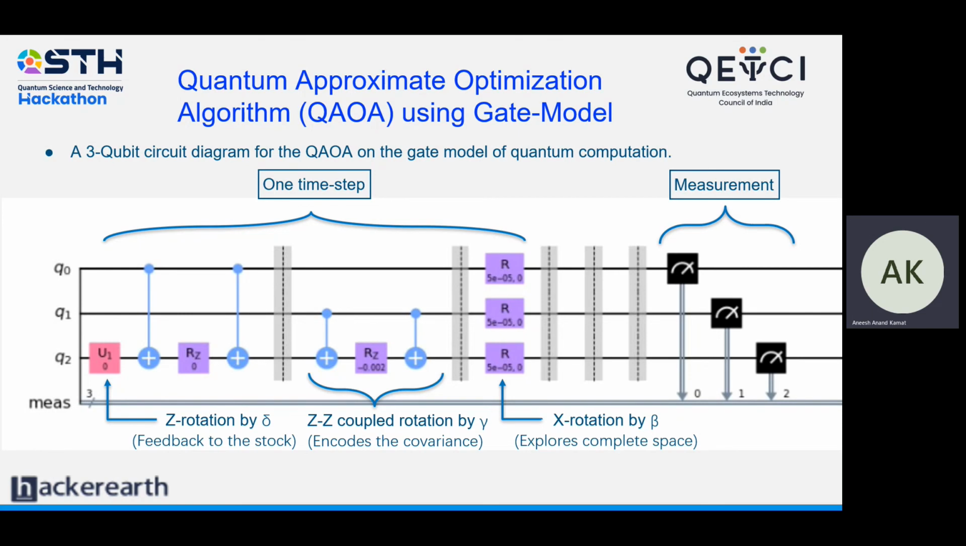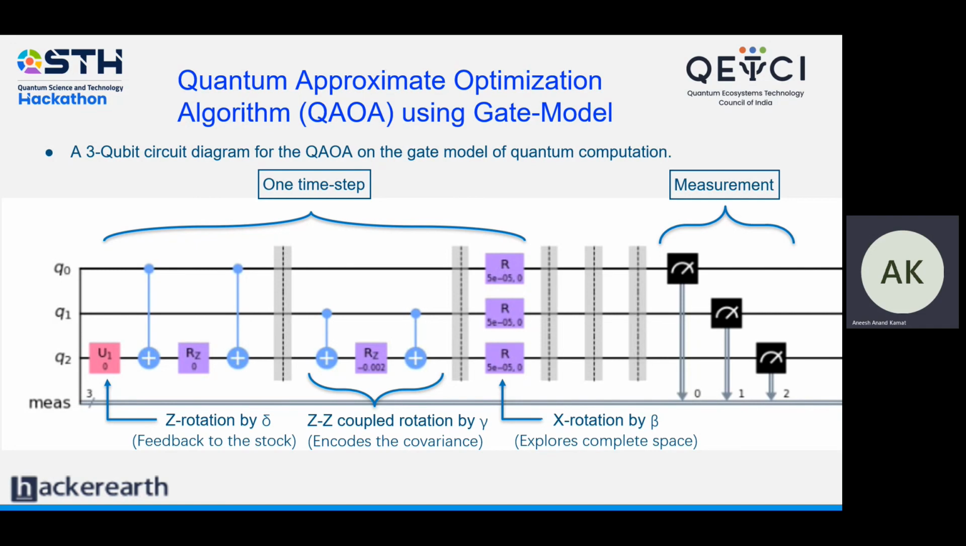The first gate is a Z rotation gate by delta. This is a single qubit gate. It corresponds to the feedback you're given to the stock. Say, currently the recommendation is a 1 and you wish to change it to a 0, i.e. currently you're recommended to purchase a stock and you do not wish to purchase that stock. You will be giving it a positive rotation. On the other hand, if currently you are not purchasing a stock, but you wish to purchase that stock, you'll be giving it a negative rotation.